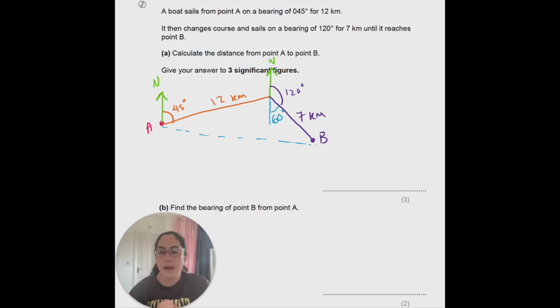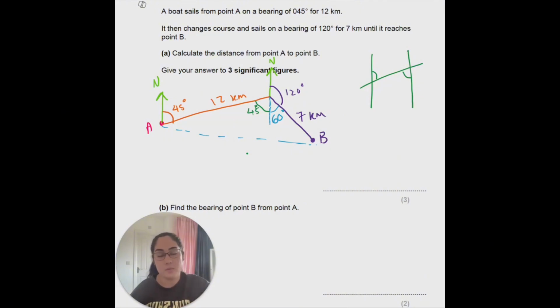However, there's one other angle I can find from this. Can you see that we've got the two norths of these two points? They're going to be two parallel lines, and they're being intersected by that line there. So that angle there and this angle here are going to be equal to one another because they're alternate angles. So if that's 45, then that is also going to be 45 degrees. So now I know the angle opposite the length that I'm looking for.